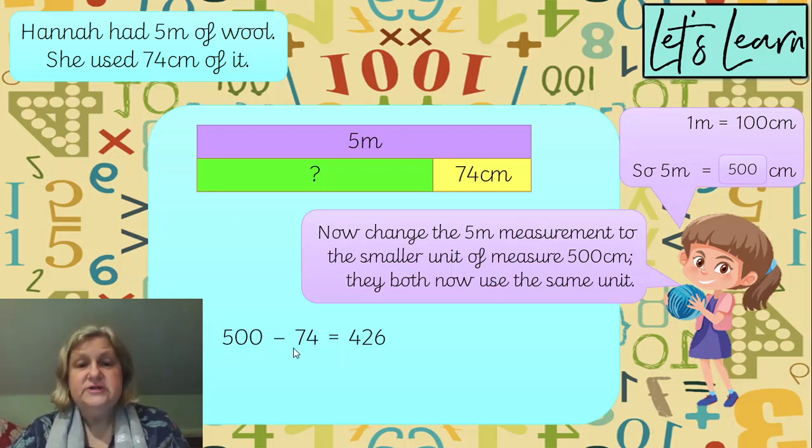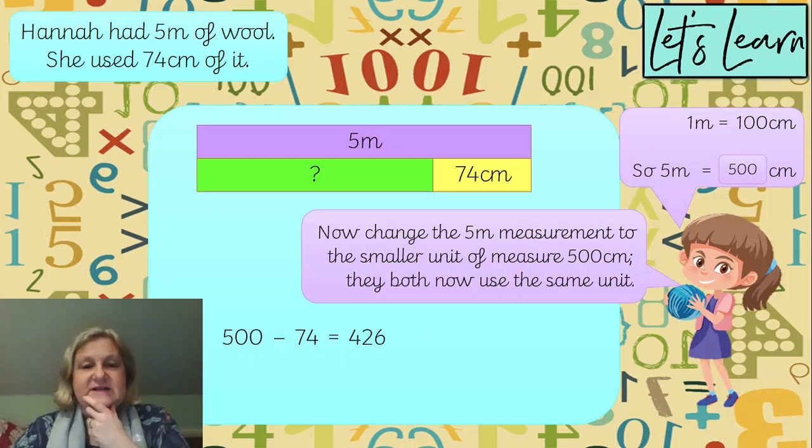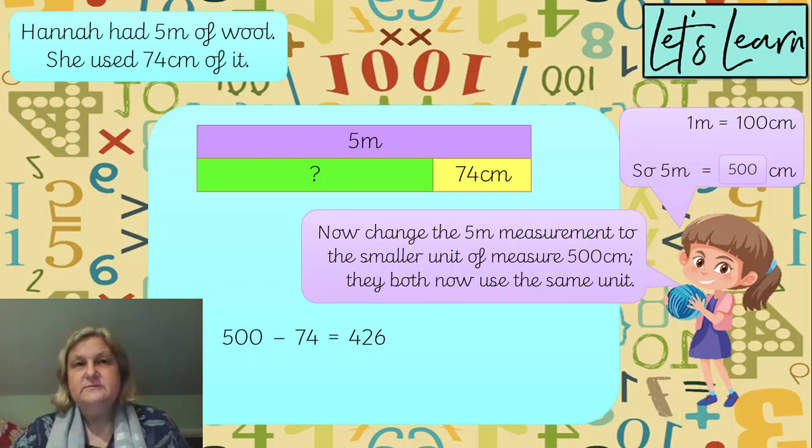So 500 take away 70. And I know 100 take away 70 is 30, so I know that 500 take away 70 is 430. Then I can take away the 4, which brings me down to 426. And I use my mental skills to think of my number sentence and working backwards on there. That's fine if you want to start on 74 and work up to 500. That's another way of doing it, by counting on. It's really down to you to find the mental method that works for you and to use that.